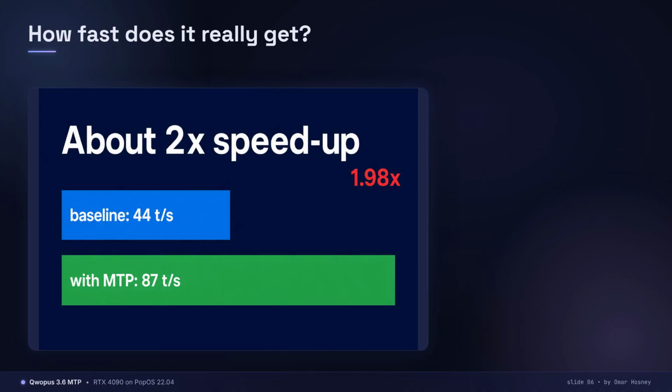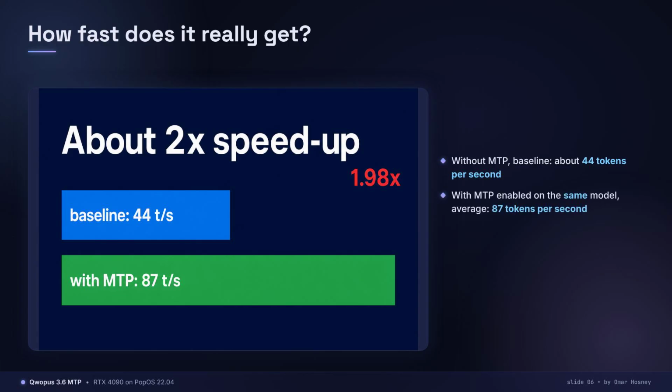Let's put numbers on it. On our hardware, the same Qwopus model without MTP generates about 44 tokens a second. Turn MTP on, change nothing else, and the average climbs to 87 tokens a second. That is a 1.98 times speedup. Importantly, you don't sacrifice any quality. The verifier guarantees the output is identical to what you would have gotten the slow way. And for math reasoning, where the model's chain of thought is very predictable, the speedup jumps to 2.2 times.